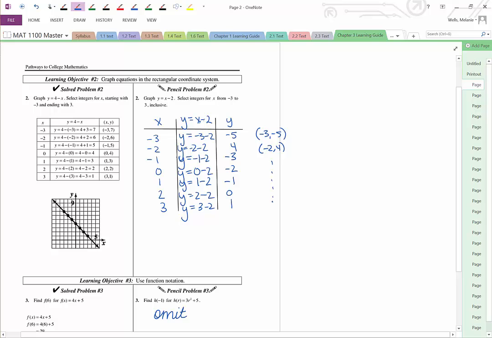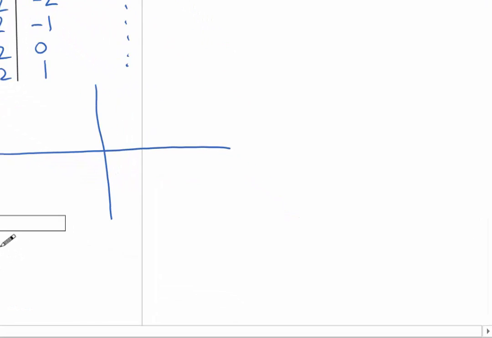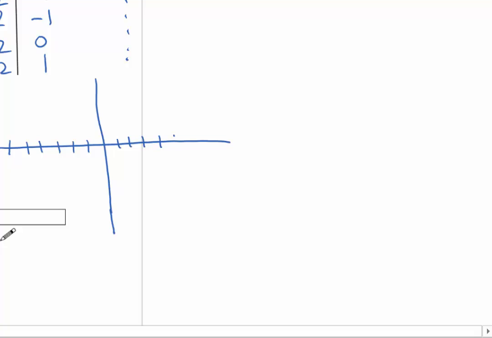Okay, so let's graph that line. Now it is a linear equation, so when we go to graph it, it will look like a line. If you've done any arithmetic incorrectly and you don't have a straight line, you're going to notice that once you plot your points.